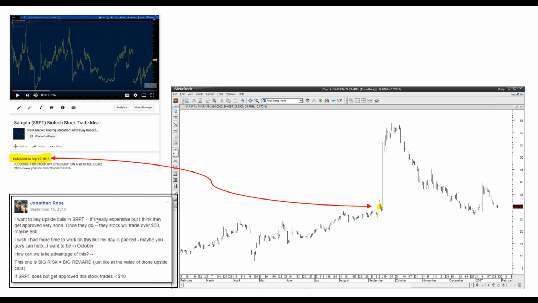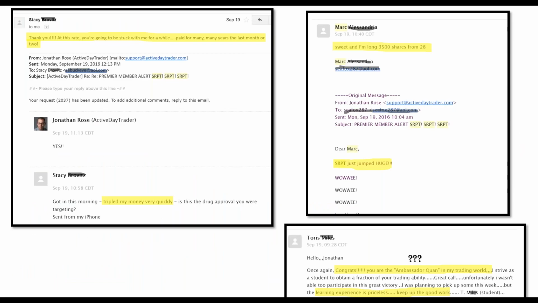And the same thing here, the day before, I talked about the trade. It's really expensive. I think they're going to get approved. Once they do, the stock should trade 50, maybe 60. A binary outcome, but these are the kind of things that we're looking for. And as you can see, Stacy here tripled his money very quickly. Mark, long 3,500 shares from 28. With that stock at 60, that's over a $100,000 winner.